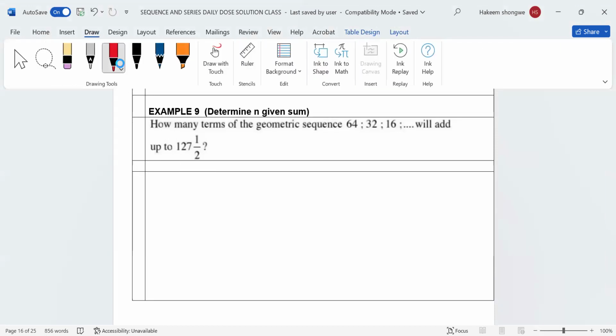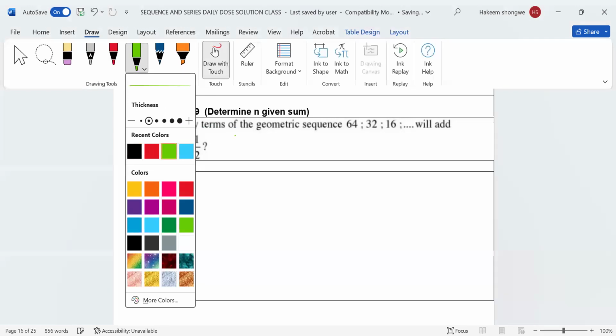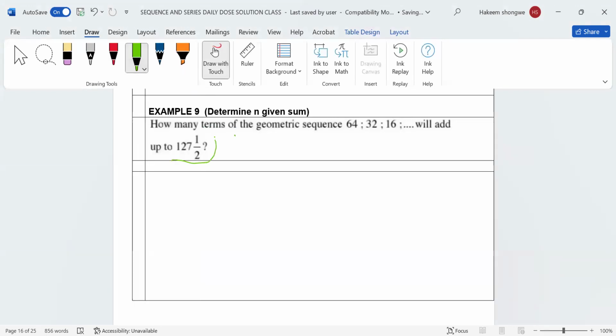So here, what is the learner given? The learner here is given Sn instead of Tn, because they say the sum will add up to. The good news is that most of the time, they give it to us as a sigma notation, which I think helps also. So this is a geometric series, and we add up, meaning this is Sn.